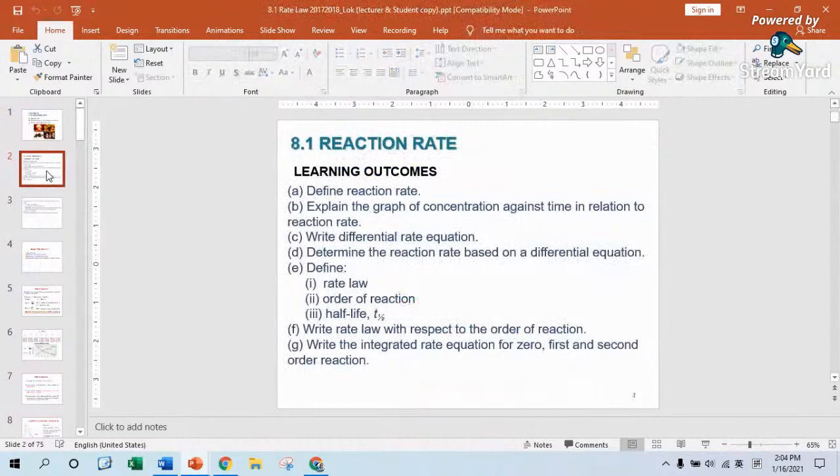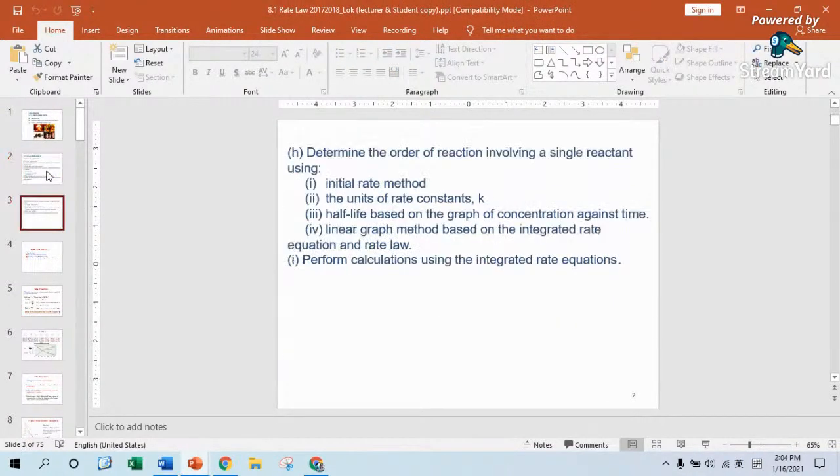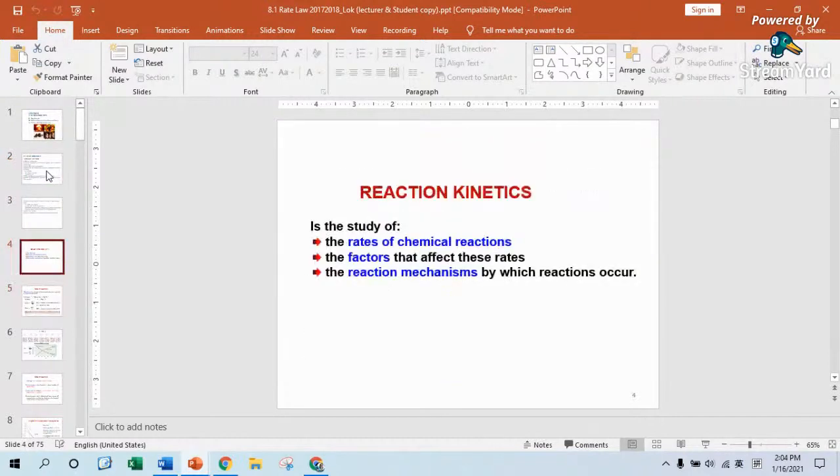Now let's go through the important points for your lecture notes. You should know what reaction kinetic is. Reaction kinetic is the rate of chemical reaction. So something happens when A plus B changes to C plus D, and then we need to consider the factors that affect this rate. This you will learn in chapter 1.3. There are five factors that affect the rate of the reaction, and you also have to know the reaction mechanism by which the reaction occurs.